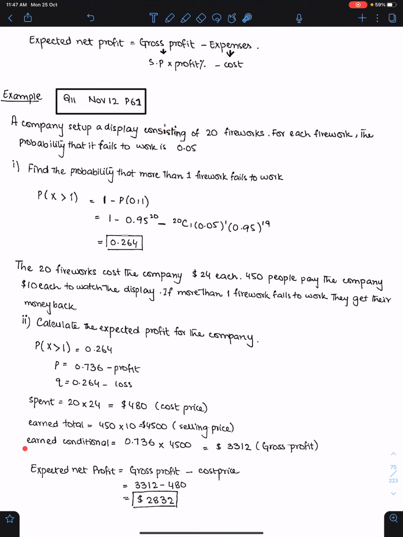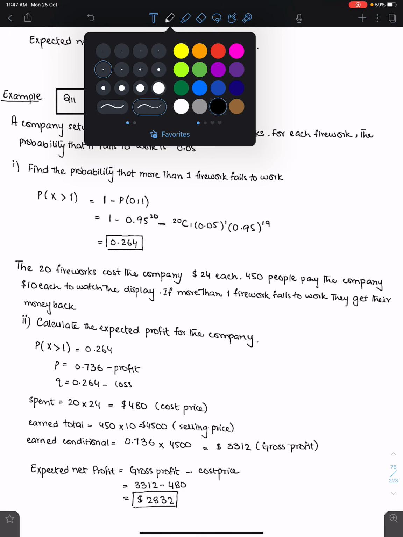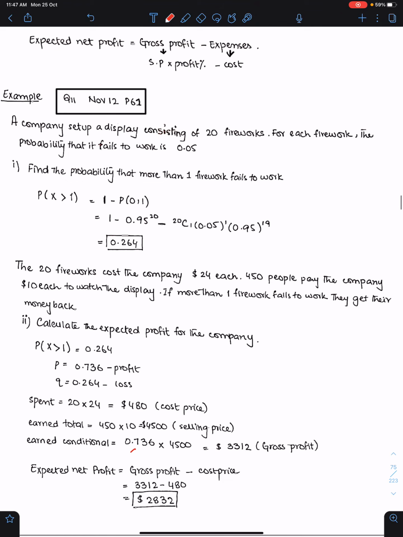So company earns conditionally this amount. This is the gross profit. The formula of gross profit is selling price times profit percent. So I use this formula here. This is the profit percent.